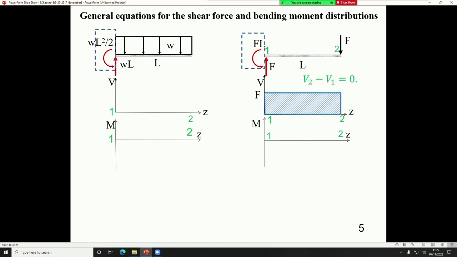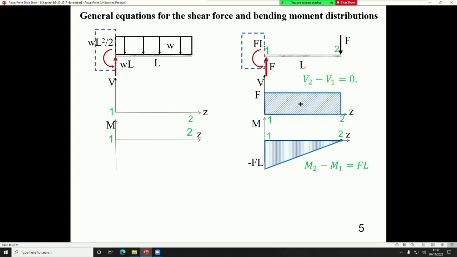Now we move on to the bending moment distribution. The bending moment at the support, based on the sign convention, is a negative value. The change in bending moments between these two points is equal to this area. We've got minus FL here, we've got FL here, therefore the bending moment at this position must be equal to zero. So the top one is the shear force distribution, the bottom one is the bending moment distribution.